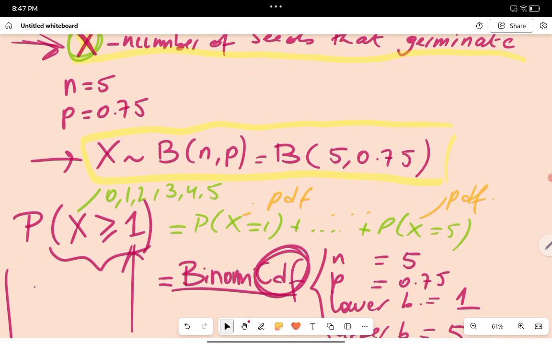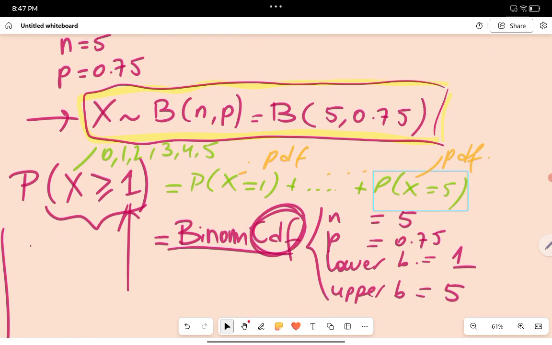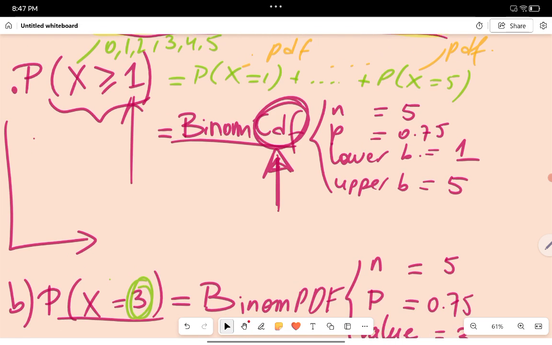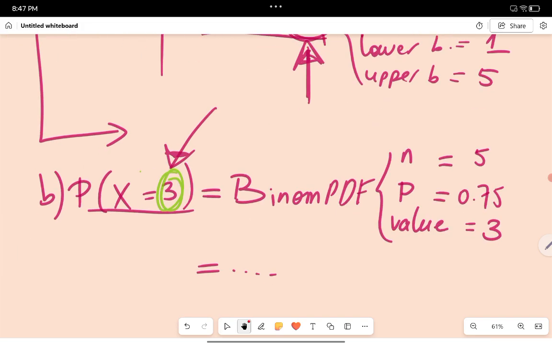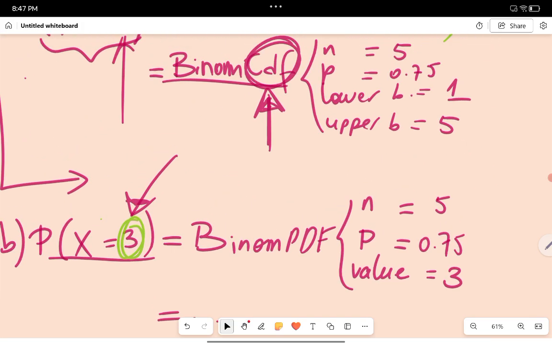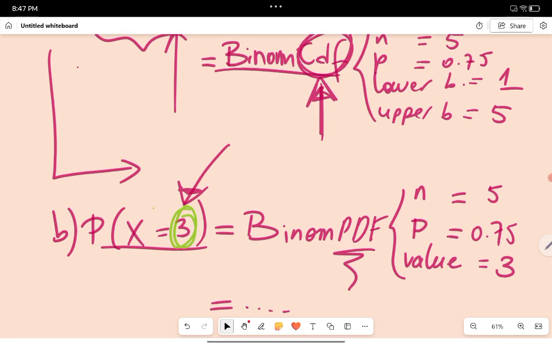So then we just write it down like this. This is the important stuff that we want you to write down in your tests, okay? And then you just compute the question. They say P of X is bigger or equal to 1. You use CDF because we're talking about a range. PDF is when we have 1 single value. Okay? So that was question A. B is that we have exactly 3. So make good use of the difference between CDF and PDF. And then you just put it in your calculator and then voila.